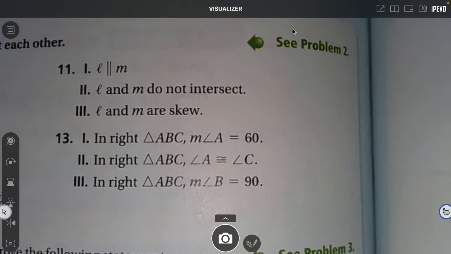Okay? L and M are parallel. L and M do not intersect. Is that the same thing? Yeah, those two are just fine. L and M are parallel. L and M are skew. What does skew mean?